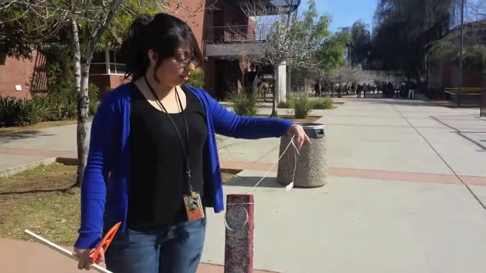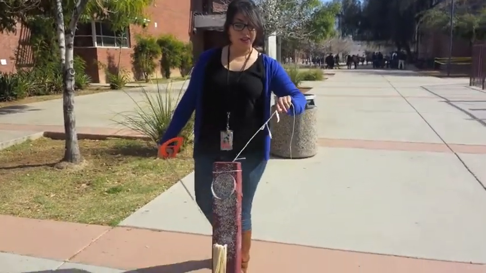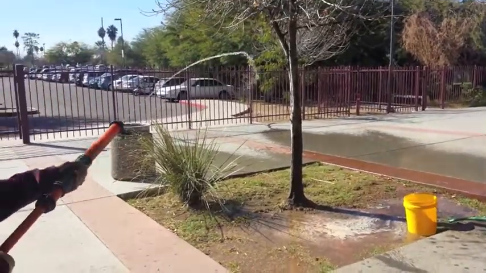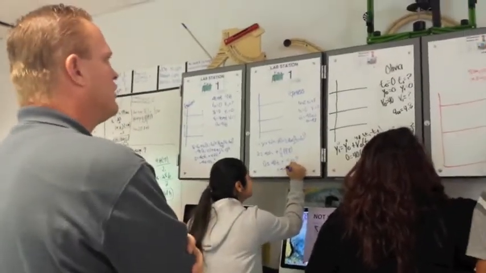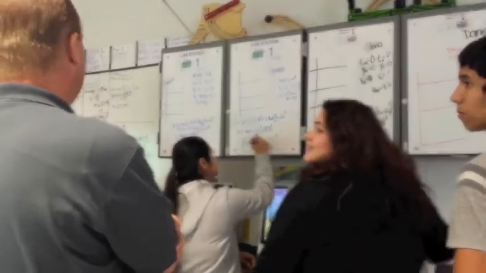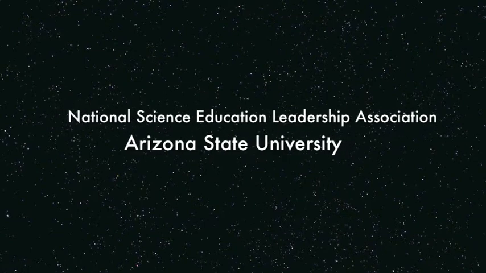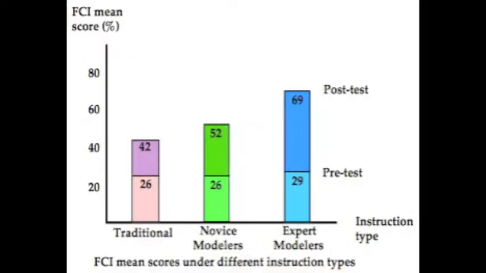The modeling method engages students in understanding the physical world by constructing and using scientific models to describe, to explain, to predict, and to control physical phenomena. These physics students are doing amazing things, but just how effective is the modeling method? Research conducted by the National Science Education Leadership Association and Arizona State University concludes that high school students under modeling instruction average more than 2 standard deviations higher on the FCI, a test designed to measure learning progress with the modeling method.